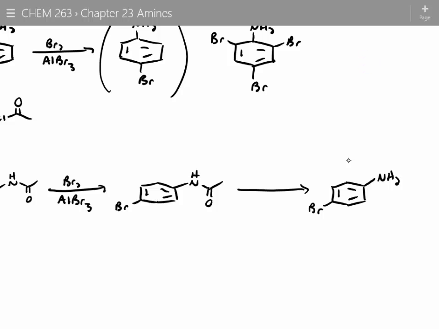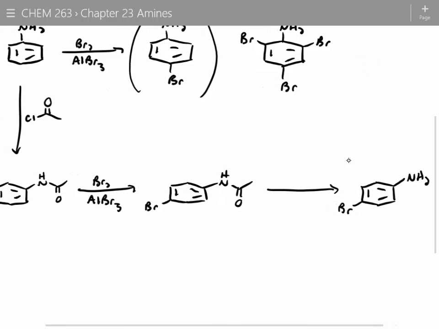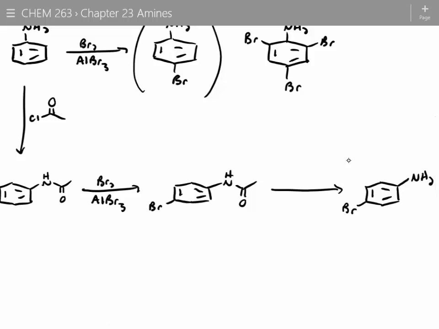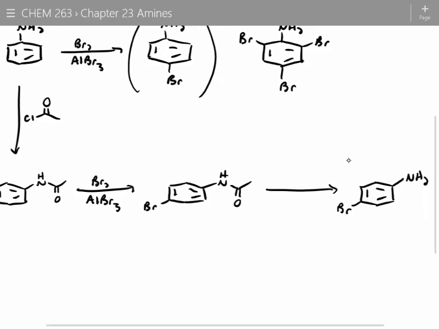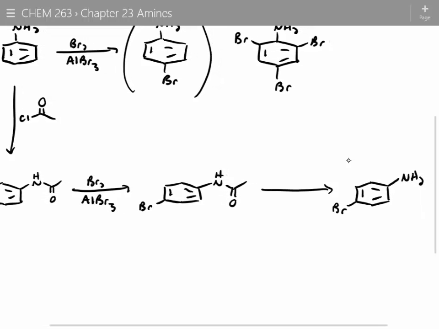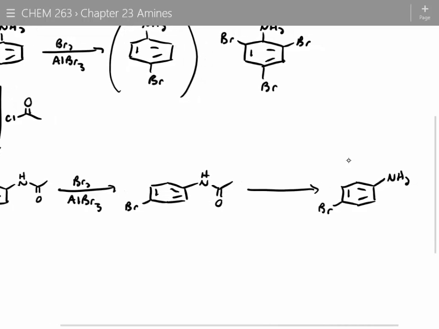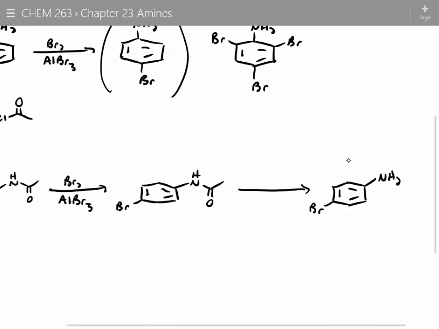And how would we remove the acyl group? It's just an amide. How can we hydrolyze an amide? Acid, right? So you just need acid in order to hydrolyze an amide bond. So in this case, all you can do is use that acyl group as a temporary protecting group to essentially deactivate your aniline and then hydrolyze it off, and you're straight back to your aniline without the problem of overbromination.